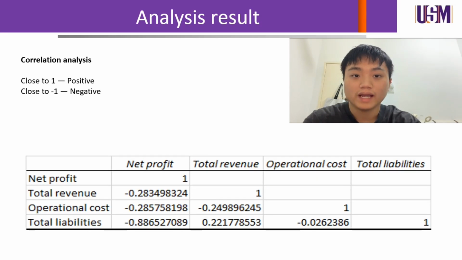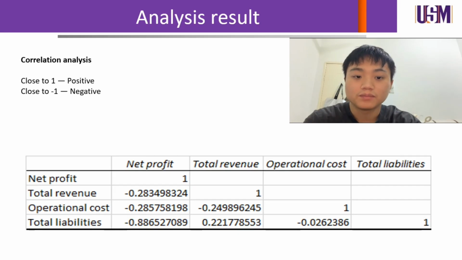At first, we look at the relationship between net profit and total revenue. The correlation number is negative 0.2835. It is a weak negative correlation, meaning that when total revenue increases, the net profit may decrease, but the effect is not very significant. And then there is the correlation number between net profit and operating cost. It is negative 0.2858. It's also a weak negative correlation. It means an increase in operating cost may have some negative impact on net profits.